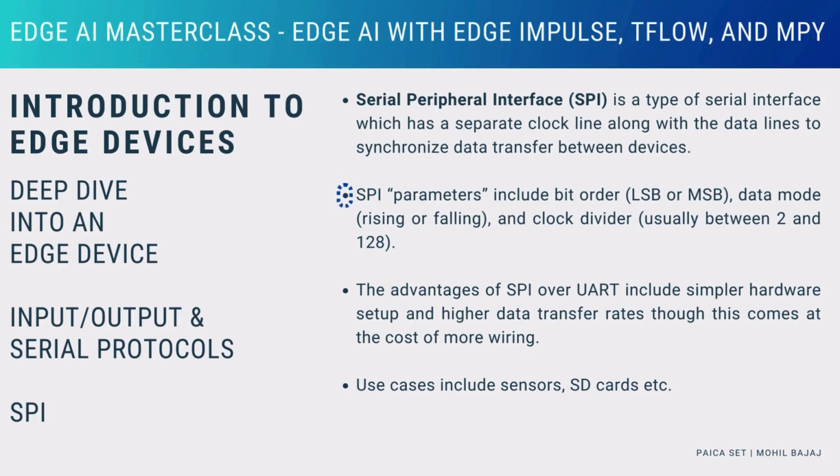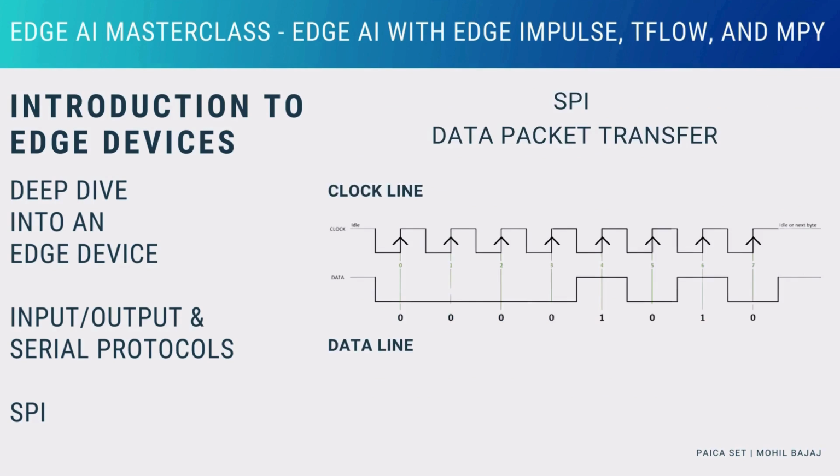Another important term is the data mode, and this refers to the direction of the clock's oscillating signal. If the signal is going from low to high, it is known as the rising mode, and if it is moving from high to low, it is known as the falling mode. Don't worry if it doesn't make sense now. We will look at it again when we discuss the working of SPI.